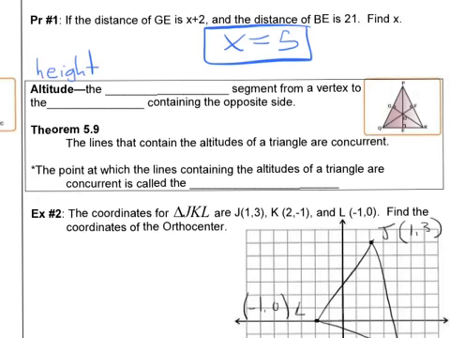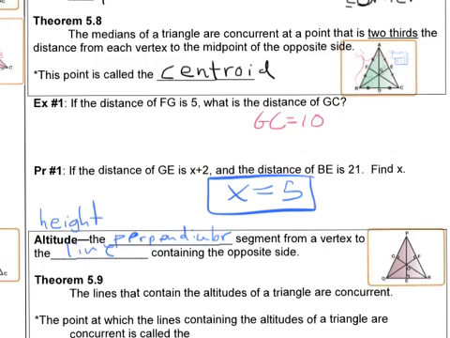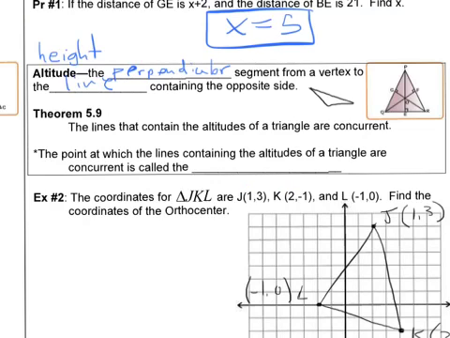The altitude is the perpendicular segment from a vertex to the line containing the opposite side. The reason why we say the line containing the opposite side is because the altitude is not always inside the triangle. So here's a triangle. Actually, that's a bad example. Let's draw a different triangle. Okay, here's a better triangle.